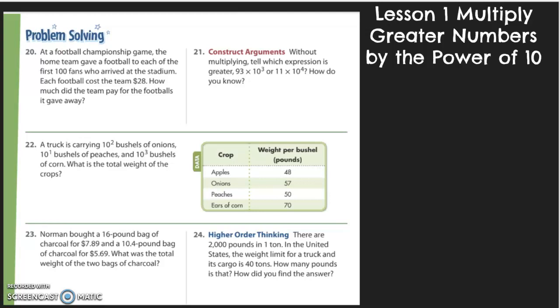Number 20 says, at a football championship game, the home team gave a football to each of the first 100 fans who arrived at the stadium. Each football cost the team $28. Wow. How much did the team pay for footballs it gave away? So, if each one cost $28, and they gave away 100 of them, 28 times 100, and we know 28 times 1 is 28. Add those 2 zeros.